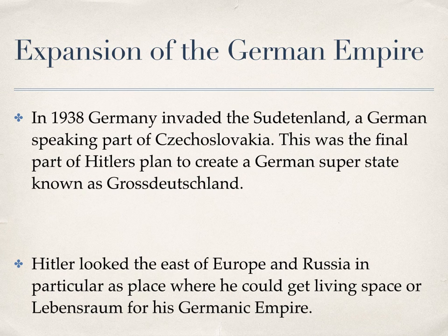So after this, Hitler looked east towards Europe, and especially Russia, and he saw these as places where he could get a living space, or Lebensraum, for his Grossdeutschland, or his Germanic Empire. A place where they could feed themselves, where they could get all the resources that they needed to be the most powerful country on the continent, and possibly in the world.